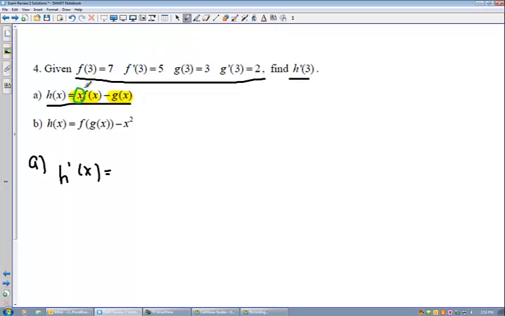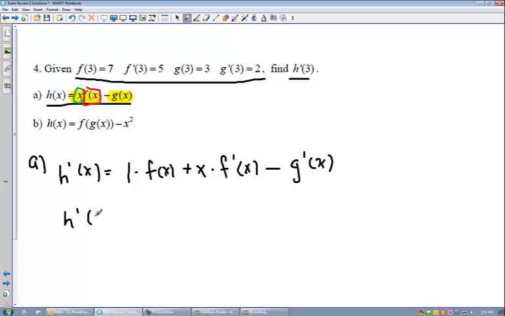The first thing's a little bit tough because I'm using a product rule, so I have a first function, which is x, and a second function, which is my f of x. I simply say the rule: the derivative of the first, the derivative of x is 1, times the second, plus the first times the derivative of the second, so times f prime of x. And then minus the derivative of g of x, which I just write g prime of x. Then I just plug in 3. So h prime of 3, wherever I see an x, I put a 3. So I have f of 3 plus 3 times f prime of 3 minus g prime of 3.